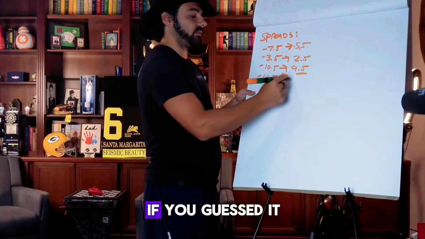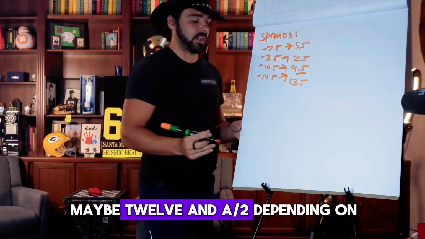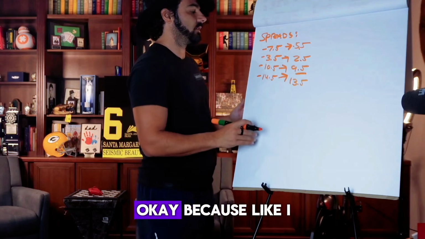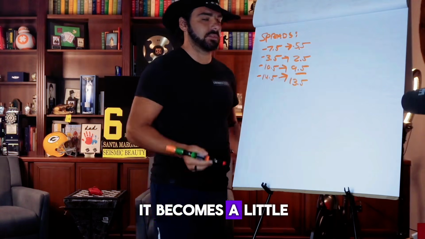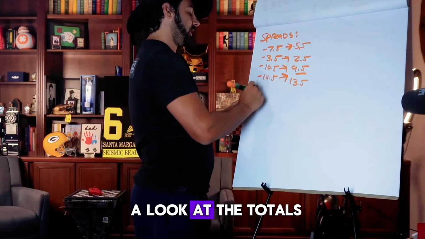And then 14.5, if you guessed it, gets that to 13.5, maybe 12.5, depending on what you want to do there. Okay, because like I said, with the extra points, it becomes a little bit more iffy. So that's the spreads. Now let's go take a look at the totals.